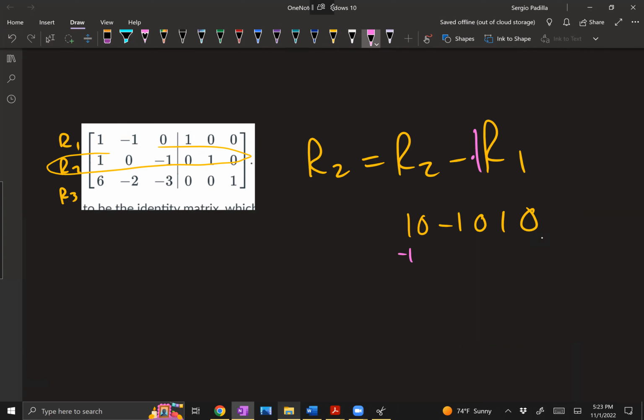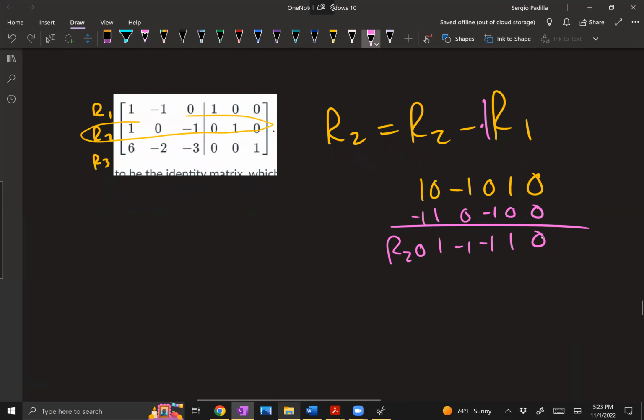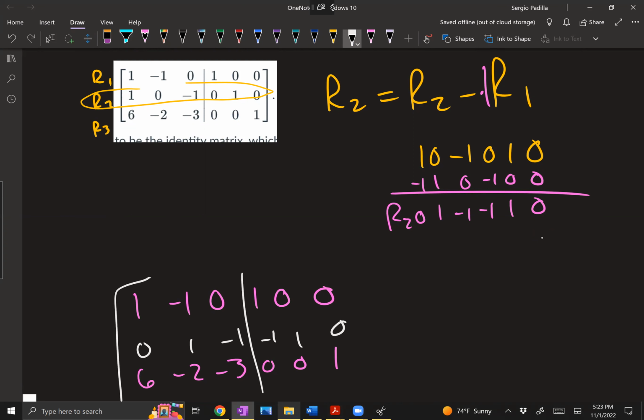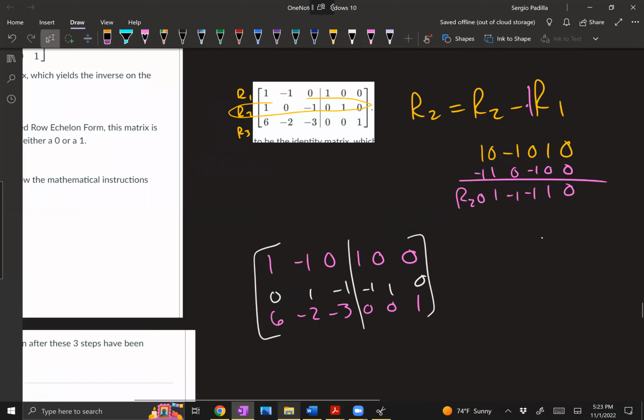So this is going to become -1, +1, 0, -1, 0, 0. I'm going to add these together. This is going to become 0, 1, -1, -1, 1, 0. This is my new row 2. So now I'm going to write in 1, -1, 0, 1, 0, 0, then 6, -2, -3, 0, 0, 1, and my new row 2, which is 0, 1, -1, -1, 1, 0.